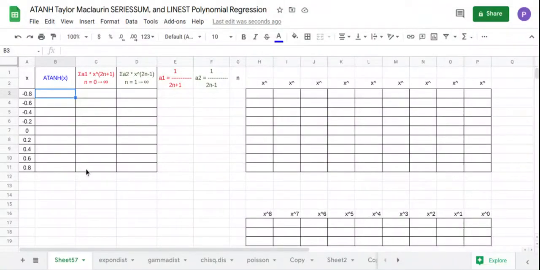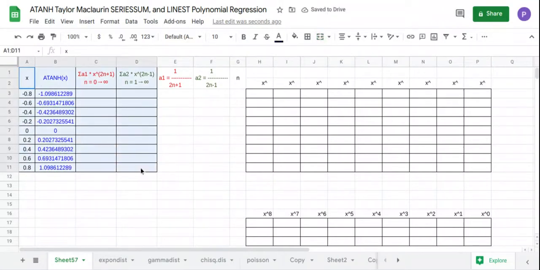In this video, we'll generate a trend line and polynomial of the ATANH function. We begin with the dataset. So array formula, ATANH, inverse hyperbolic tangent of the x values.